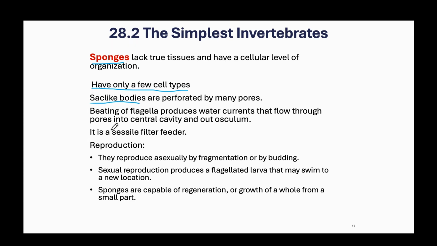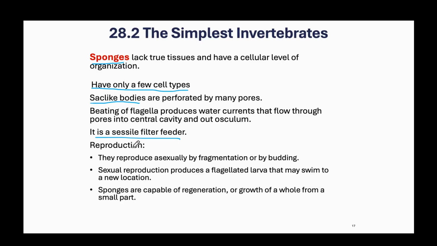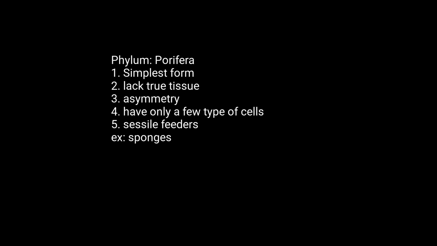So that means that they have these tiny pores or ostium, which are just openings. And so the water and nutrients and tiny little food particles filter through that, and that captures the nutrients. So these will reproduce asexually by fragmentation or by budding. But basically, I would have: they lack true tissue, they are asymmetrical protostomes, have only a few types of cells, and they're filter feeders.